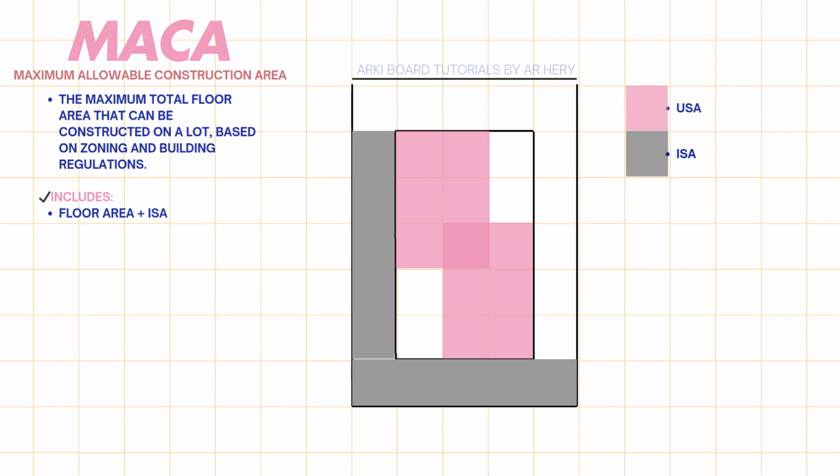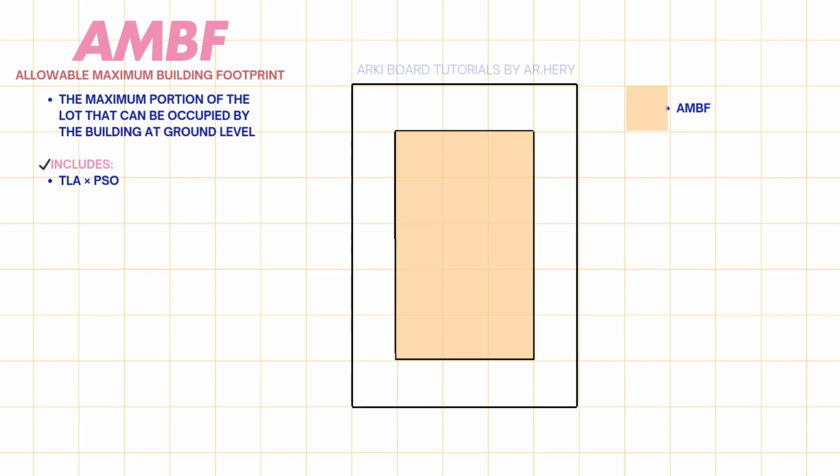all floors combined. AMBF refers to the maximum area of the lot that a building is allowed to occupy at ground level. In simple terms, it is the biggest possible building footprint you can place on a lot, based on zoning rules and percentage of site occupancy, PSO.